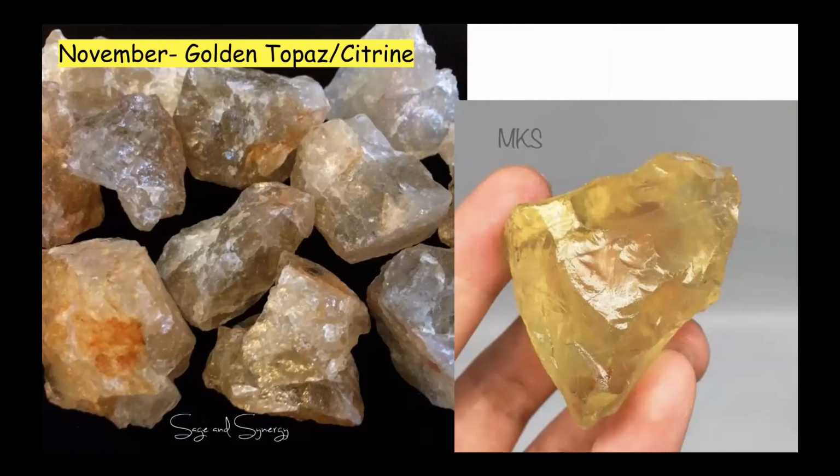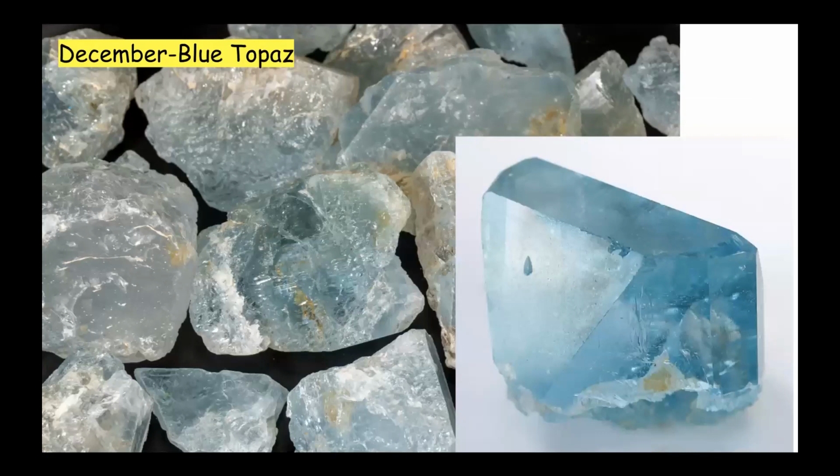So think of an orange. An orange is a citrus fruit, and that's where citrine comes from. It means orange. And if you were born in December, happy birthday to you. Since we are in December, your birthstone is a blue topaz.